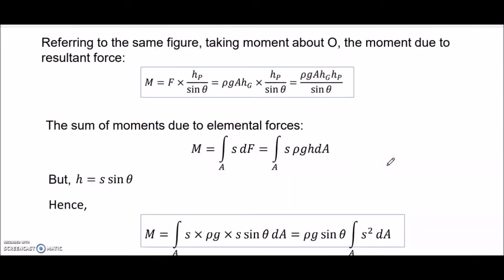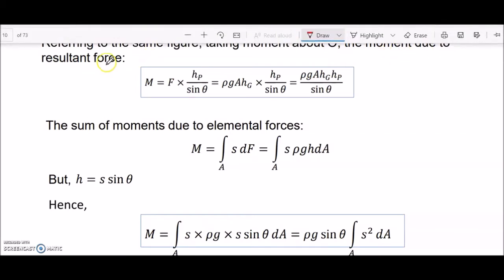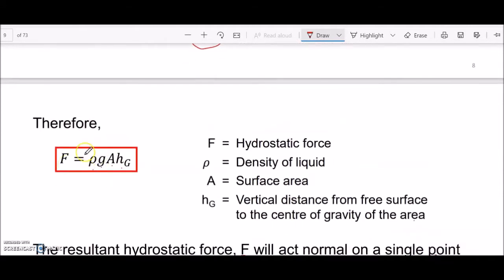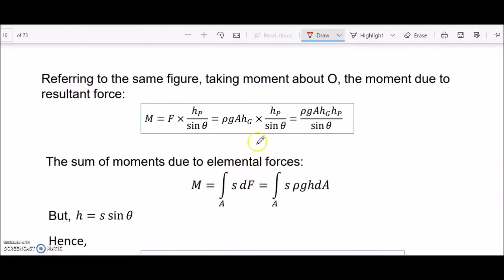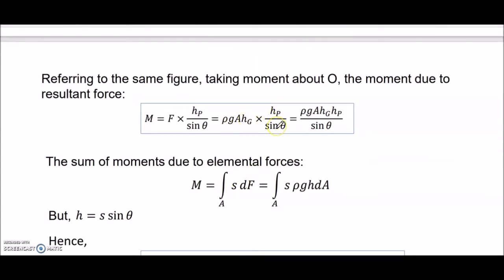So by referring to the same figure, taking the moment about O, the moment due to the resultant force is M equal to force times HP over sine theta. As we know, F is equal to rho g A hg from previous. So we just substitute this into the equation, and then HP over sine theta.